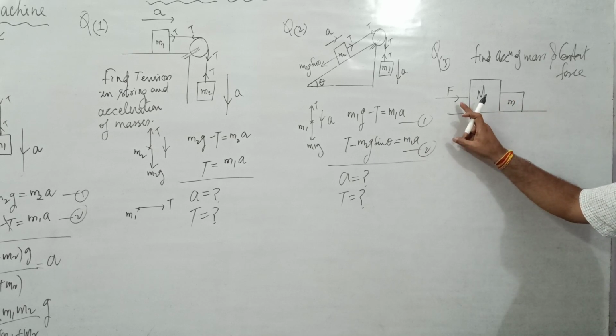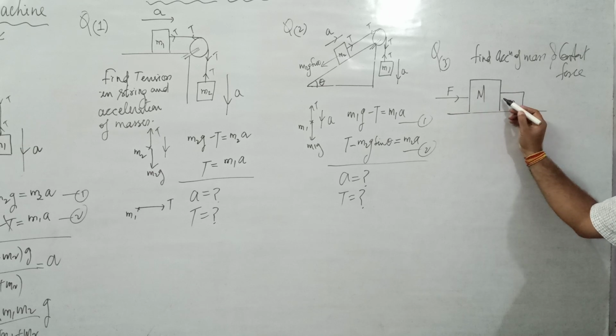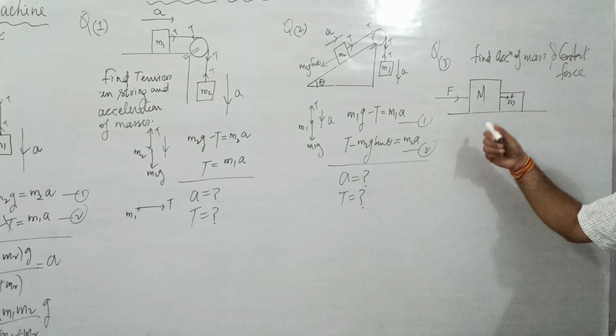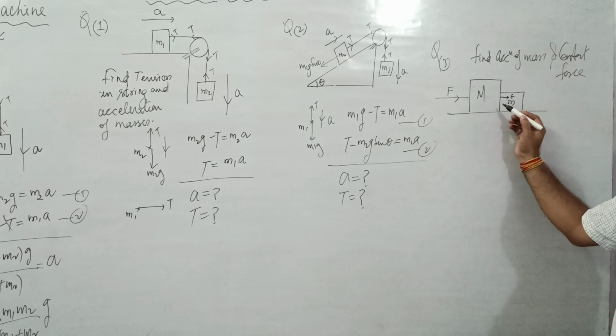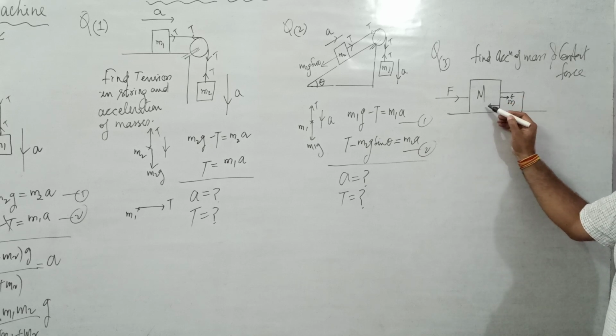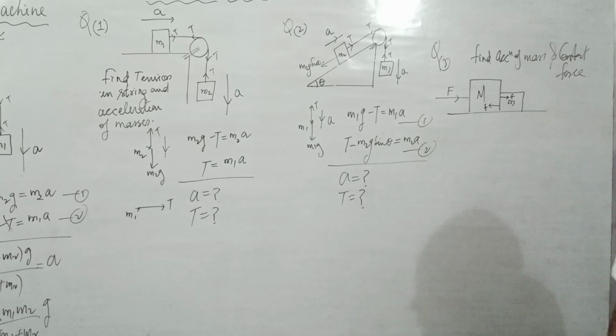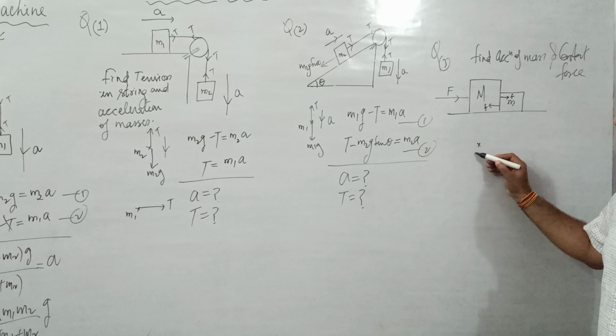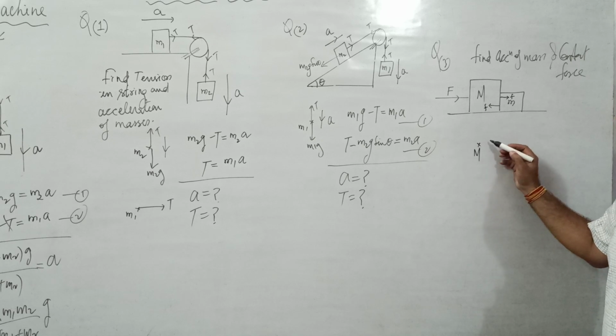When we apply force over this block, what happens? This bigger block pushes this smaller block in the forward direction. And the reaction of this action is over this bigger block in the backward direction. Remember, this contact force is an action-reaction force. So what is the net force over this body whose mass is capital M?